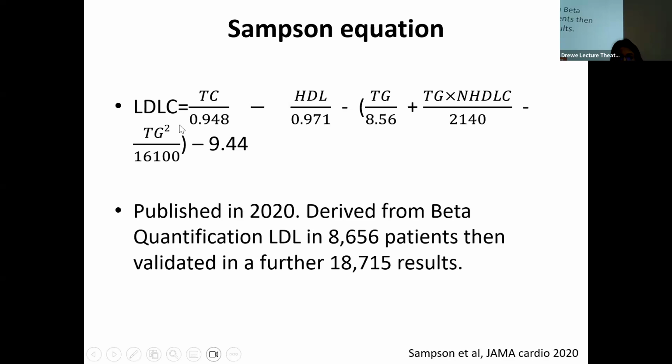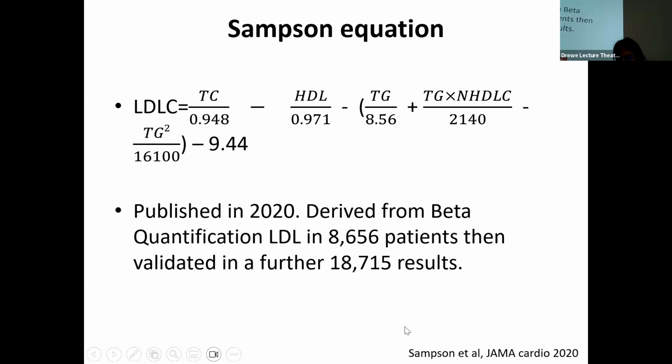So this is it. This looks complicated, but it's actually not so complicated. And it's not that much more complicated than EGFR. So it's pretty simple to institute in laboratory systems. It's published in 2020, and it was derived from patients who underwent beta quantification, so the reference method versus the Sampson equation, and then validated in a further 18,000 patients. And this was done by the NIH.